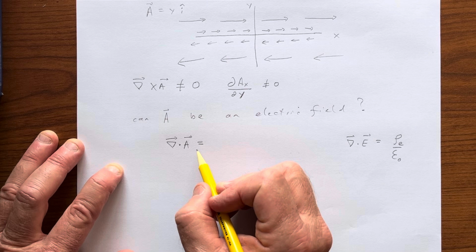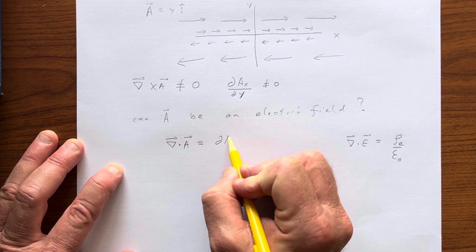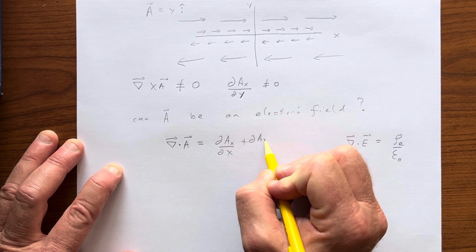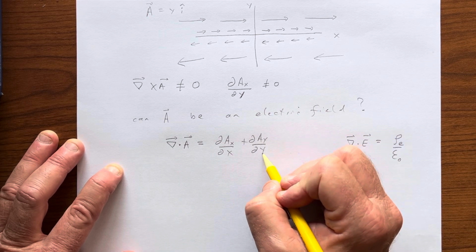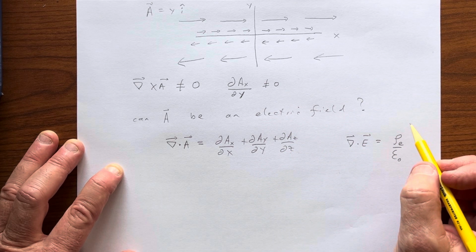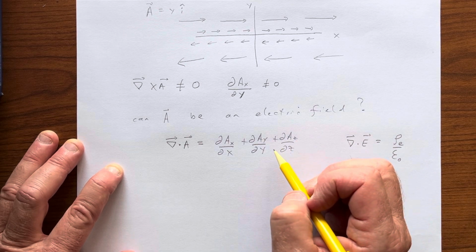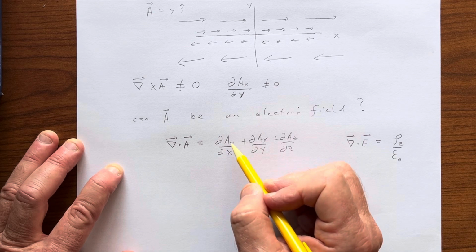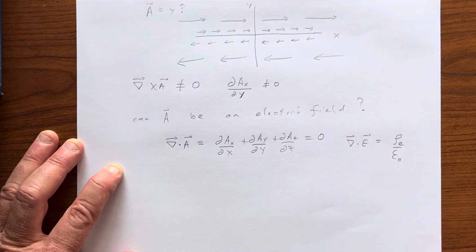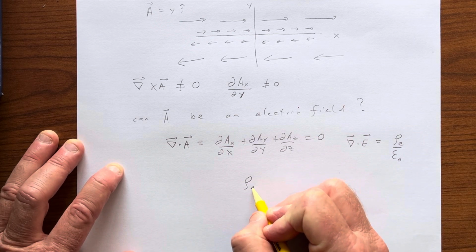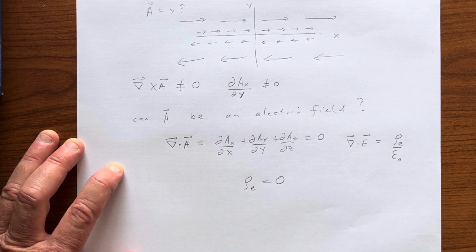The divergence, in x, y, z coordinates, is the derivative of the x component with respect to x, plus the derivative of the y component with respect to y, plus the derivative of the z component with respect to z. And we see that the only component is x, and it doesn't depend on x because it depends on y, and so this has to be 0. If we think of it as an electric field, then it means the charge density is 0 everywhere in space. So we're not creating this by putting charge in space.